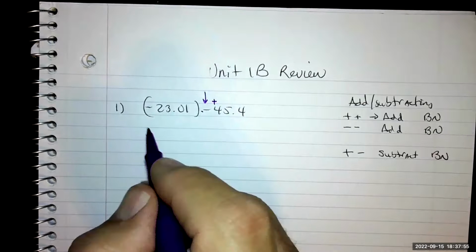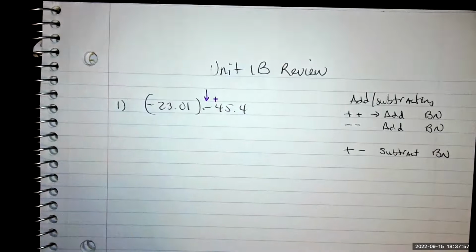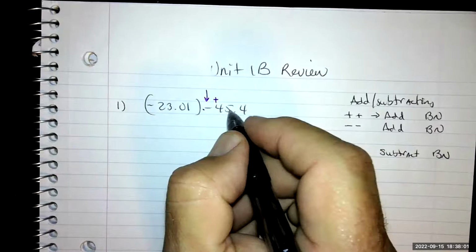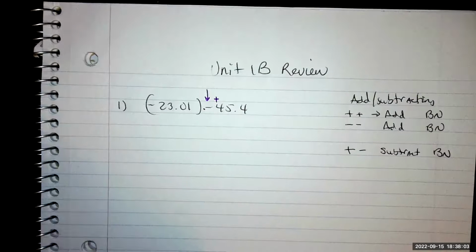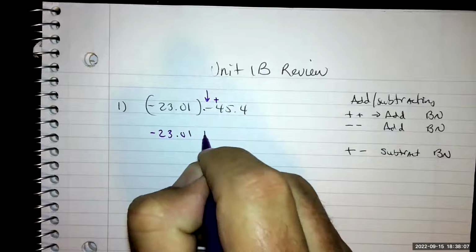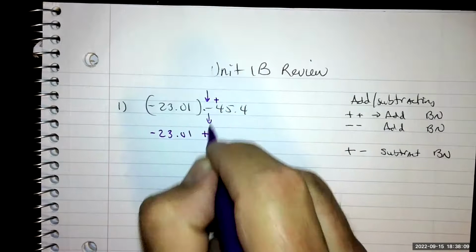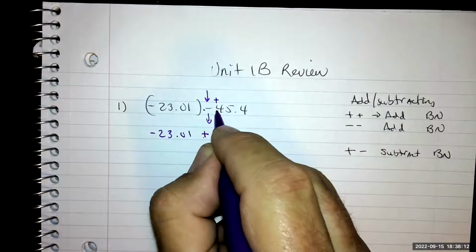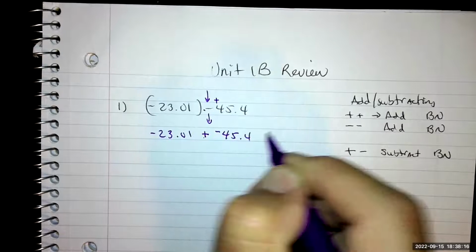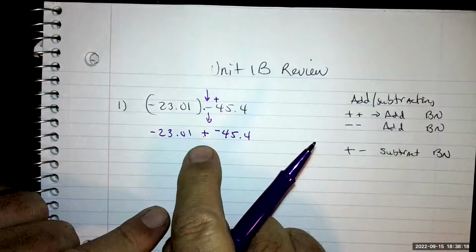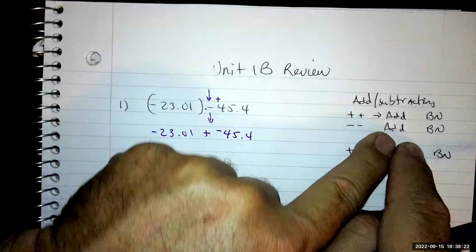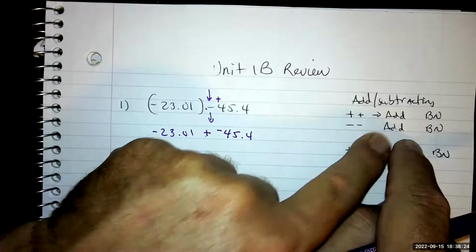I'll do the add the opposite in a different color. Let's read it this way: 23.01 plus, so we're going to add the opposite, and the opposite of a positive 45.4 is a negative 45.4. Now that we have a plus sign here, we can look at the integers. I have two negatives, and two negatives means I add the numbers. So I'm going to add the numbers.